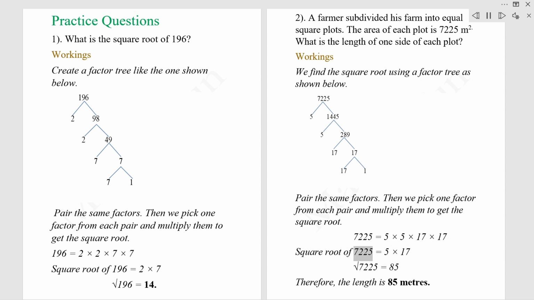Square root of 7,225 equals 5 times 17. Square root of 7,225 equals 85. Therefore, the length is 85 meters.